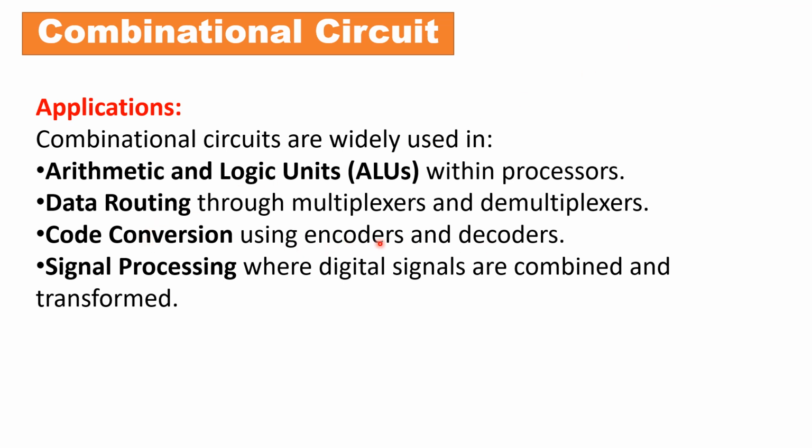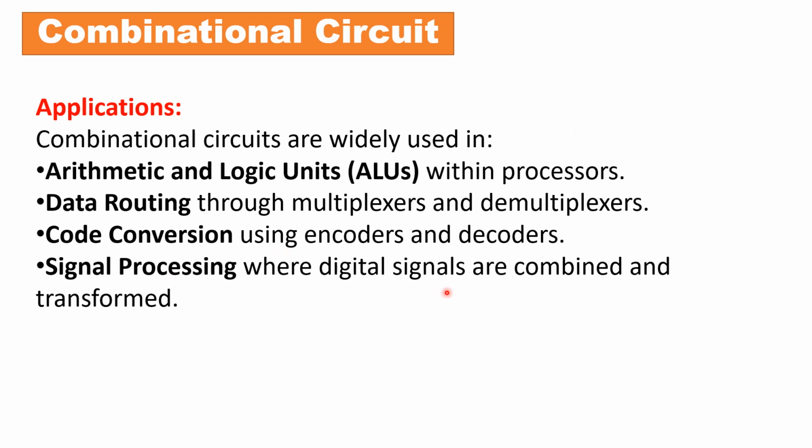Encoders and decoders are used to convert data from one form to another, like converting binary data to a format suitable for display or communication. Encoders compress input signals while decoders revert them to their original form.